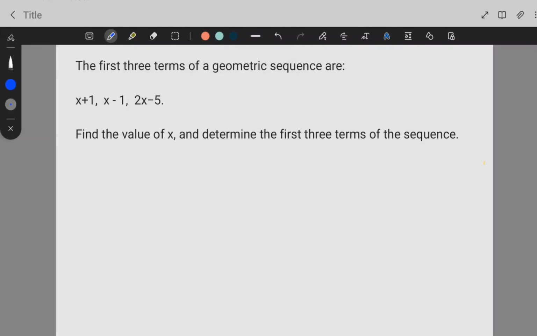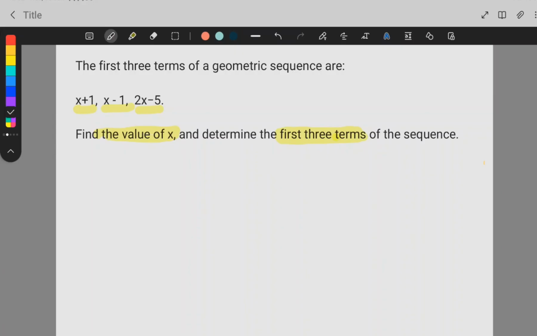Grade 12. So now we're going to work with a geometric sequence where they give you the terms in terms of x. So we have term 1, term 2, and term 3 here, all in terms of x. And the question is, find the value of x, and then find the first 3 terms of the sequence. So I'm going to show you how to do this.